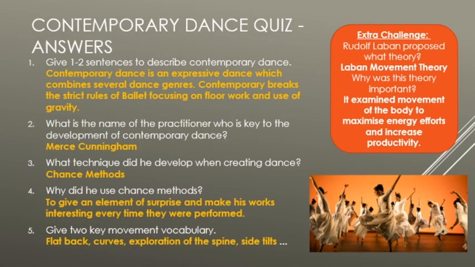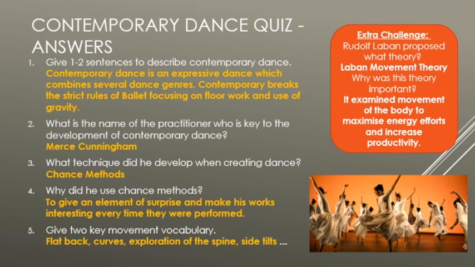Okay, so now let's go through the contemporary dance quiz answers. So question number 1, give 1 to 2 sentences to describe contemporary dance. Now obviously you don't have to have these exact sentences, but here is just an example. And you could have taken this from one of the first few slides when you were asked to think about what is contemporary dance. So contemporary dance is an expressive dance which combines several dance genres. Contemporary breaks away from the strict rules of ballet, focusing on floor work and the use of gravity. So if you've got 2 sentences there and they include anything from that first slide on what is contemporary dance, you can give yourself a mark.